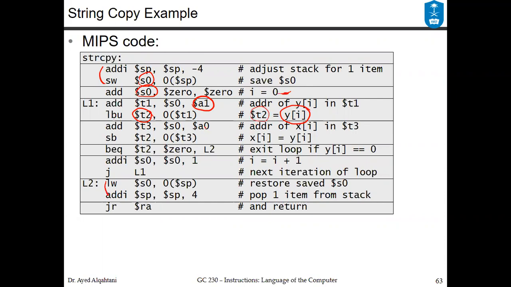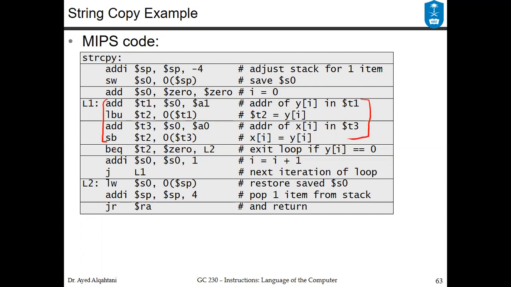We do the same thing, but now instead of A1, we are using A0. We have it here. Now we will have the T2 that we already loaded. We will store it into the X. And now we did the copy by those 4 instructions.